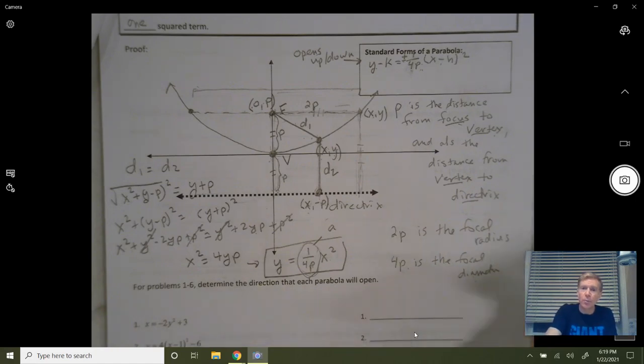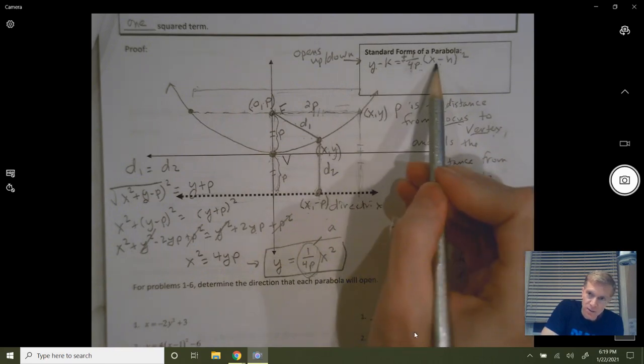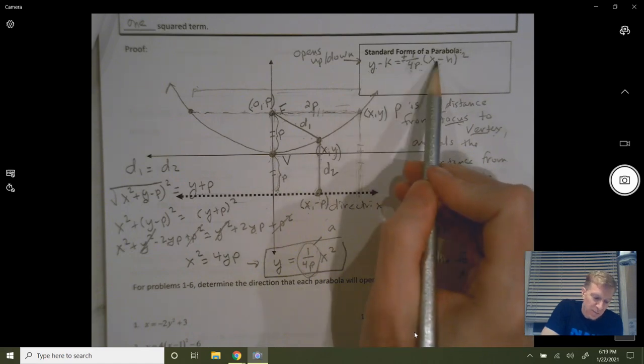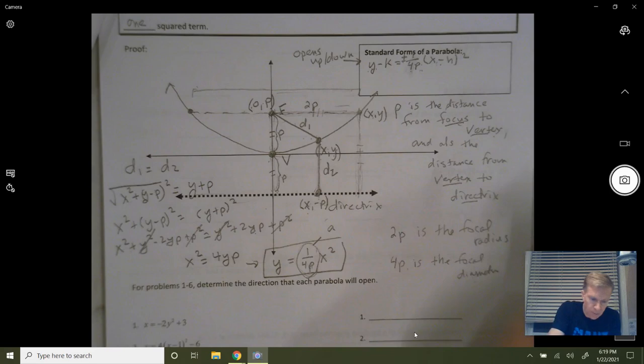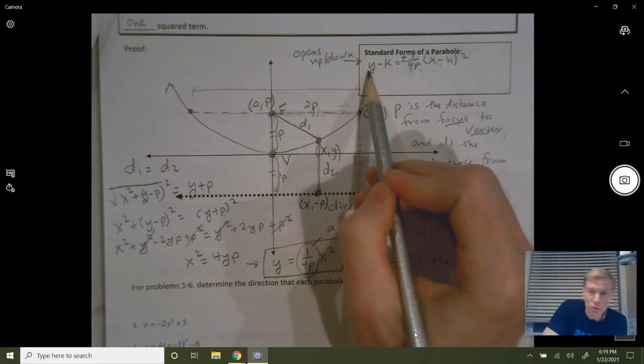Okay. Now, if it opens right or left, well, now notice we said one of the terms is squared. Here, the y is not squared and the x is squared. Whenever that happens, think about the first parabola you ever saw, y equals x squared. That opened up, right? y equals negative x squared opened down. The y was not squared, the x was squared.